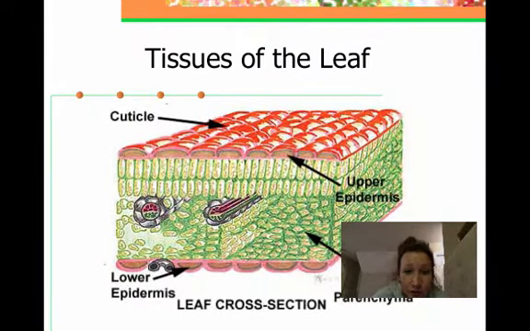This is a diagram showing you the cuticle, which is the waxy outer layer of the epidermis, showing you the spongy mesophyll. This is where the chloroplasts are located, which makes chlorophyll, which makes plants green. This is a stomata, and these are the guard cells. This is a vascular bundle with xylem and phloem.